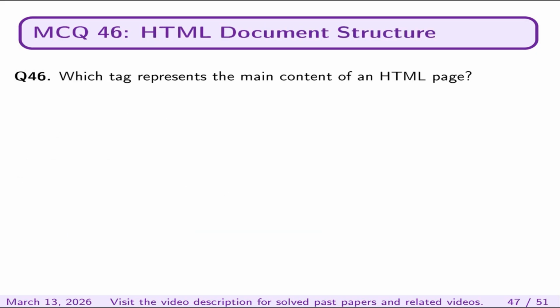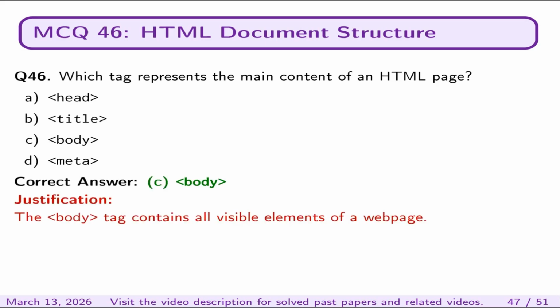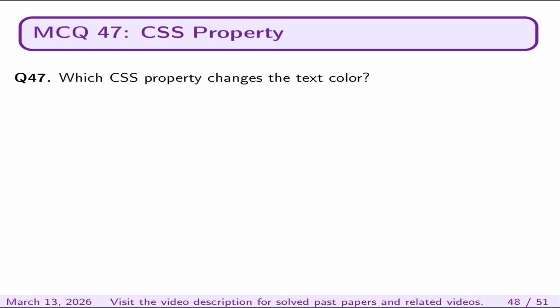Which tag represents the main content of an HTML page: head, title, body, meta? The correct option is the body, because the body tag contains all visible elements of a web page.